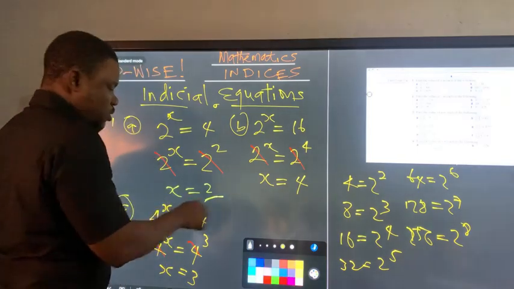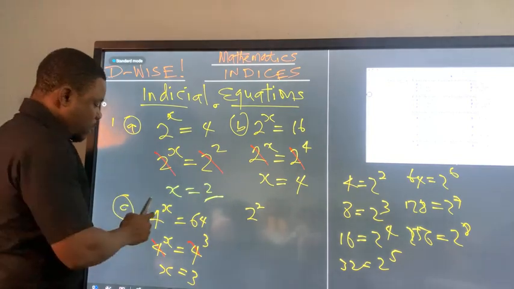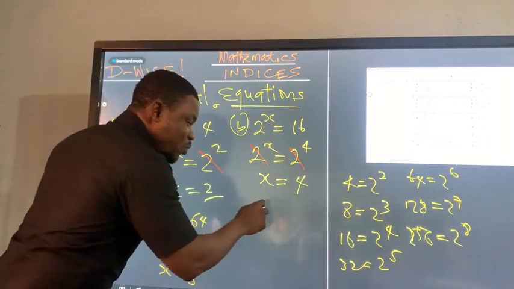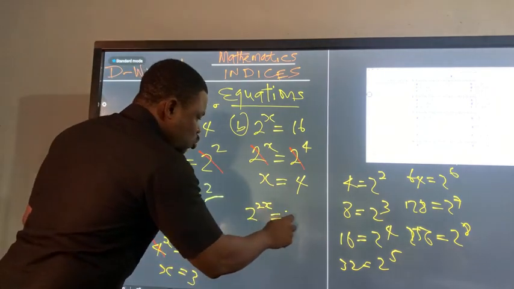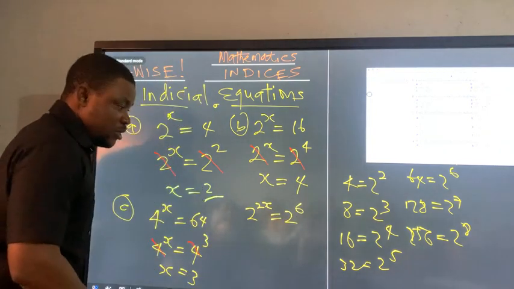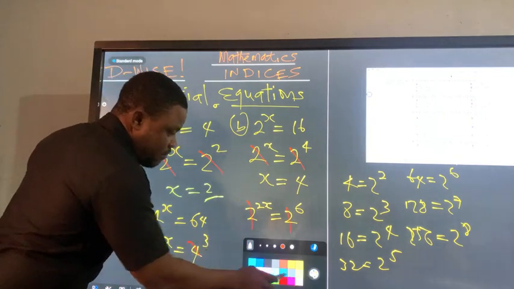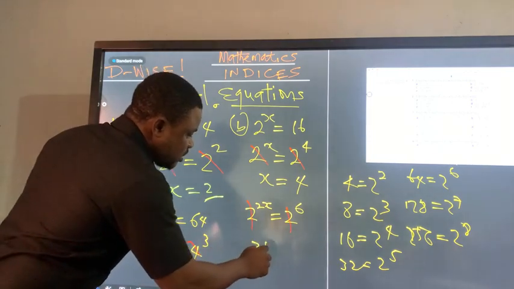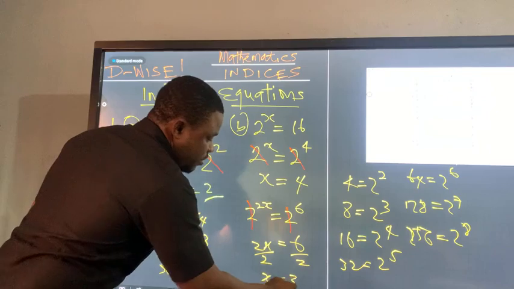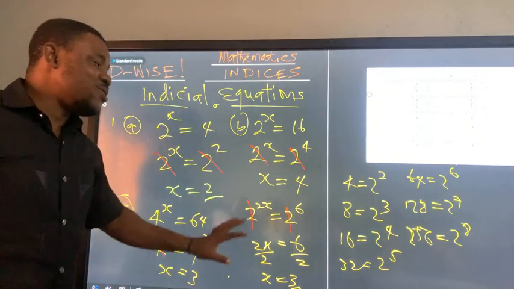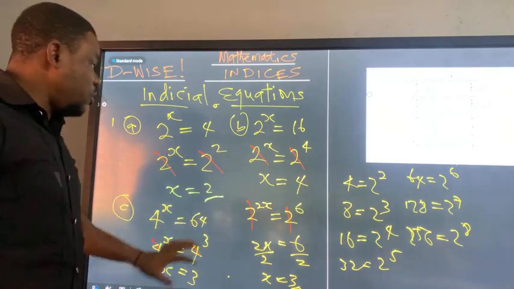Alright? Now this method I want to show you may look longer. Instead of writing 4 to the second power, 4 is 2 to the second power. So 4 to the power of x is the same as 2 to the power of 2x. Are you getting it? 2 to the power of 2 is 4. Then 64 is 2 to the power of 6. So I still have 2 cancelling 2, and eventually I'll have 2x equal to 6, divided by 2, x is equal to 3. Is that okay? I feel like this one is long, but this is the shortest way if you have higher powers.